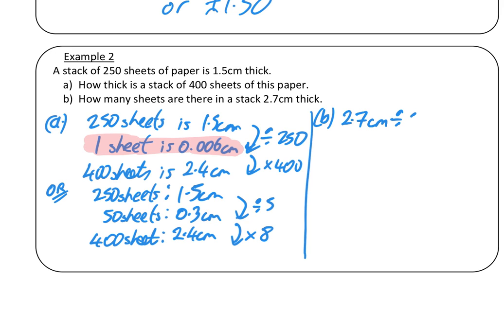So you're doing this sum, and of course you're doing this sum using your calculator. And if you do that, 2.7 divided by 0.006 just gives you 450 sheets.